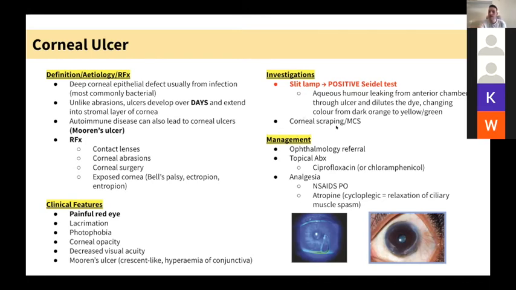Also, if you think it's bacterial or infective, you can do a scraping. In terms of management, definitely need to do an ophthal referral. You can use topical antibiotics. Depends on what the cause is really, but ophthal can guide that, and pain relief. And one key thing as well that you can do, which is very ophthal specific, is use atropine, which is a cycloplegic, and it pretty much just helps reduce the spasm in your ciliary muscle.